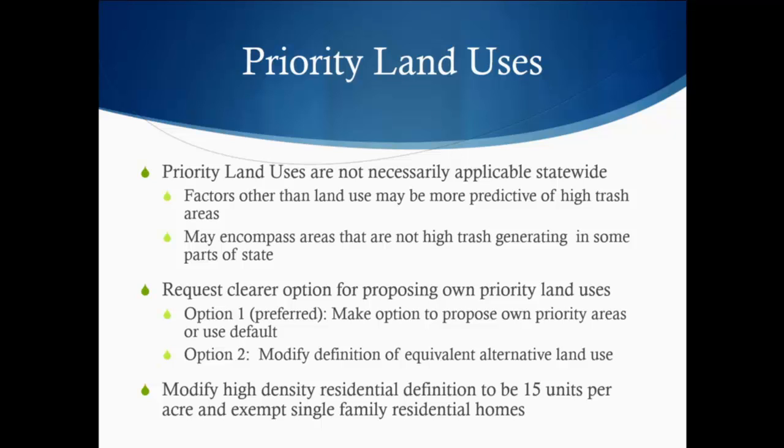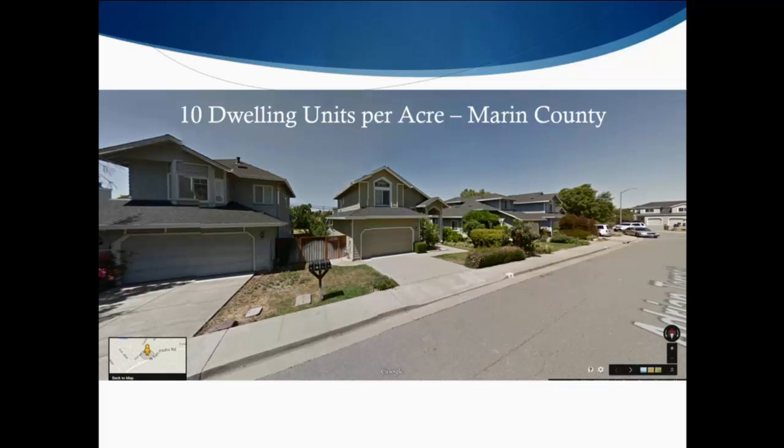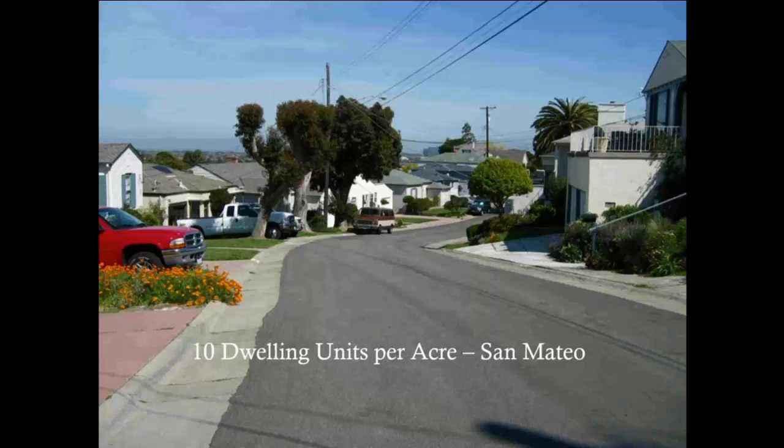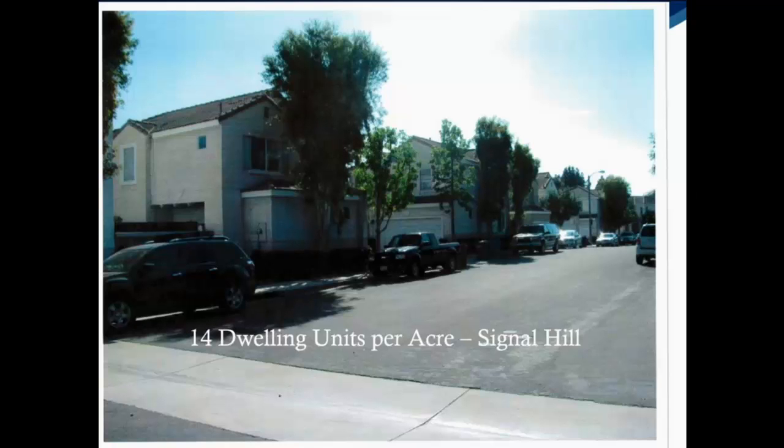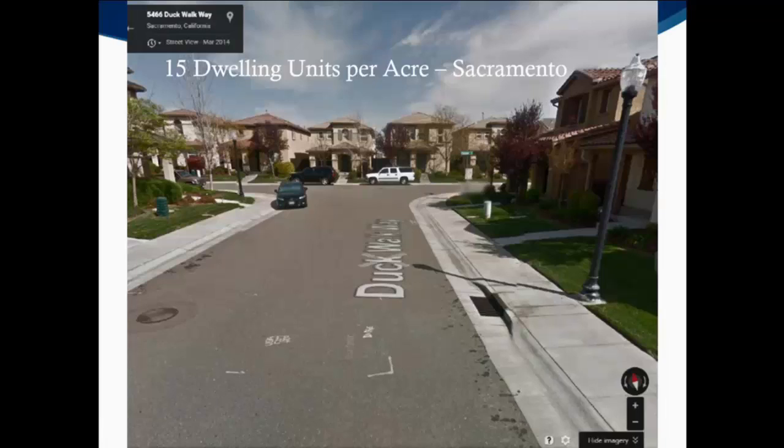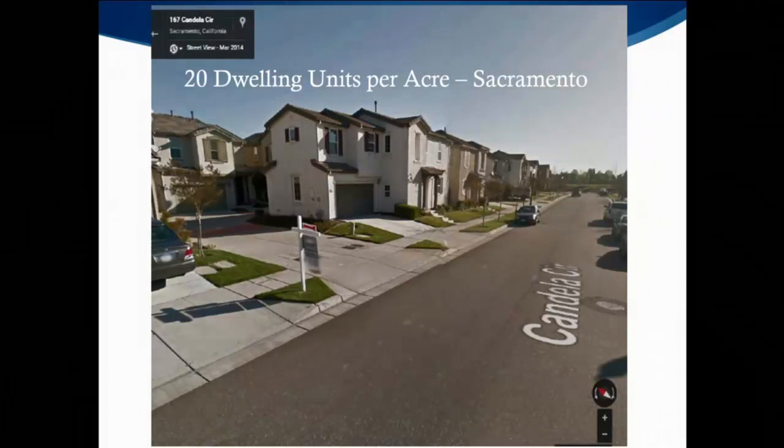They felt like that just wasn't dense enough, essentially. And if you take a look at the photographs from around the state, here's the 10 dwelling units in Marin County, typical suburban street, 10 units per acre in San Mateo. Doesn't look so dense in that context. 14 units in Signal Hill, 15 here in Sacramento, 20 in Sacramento.